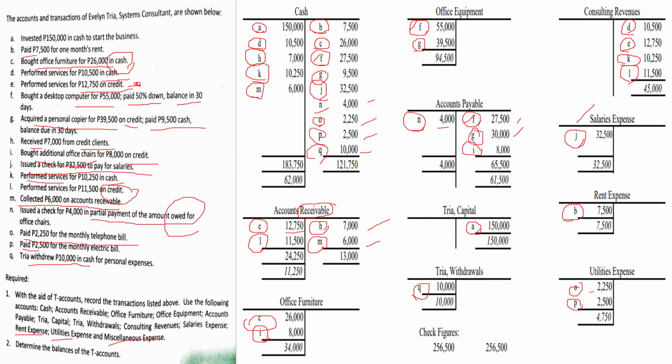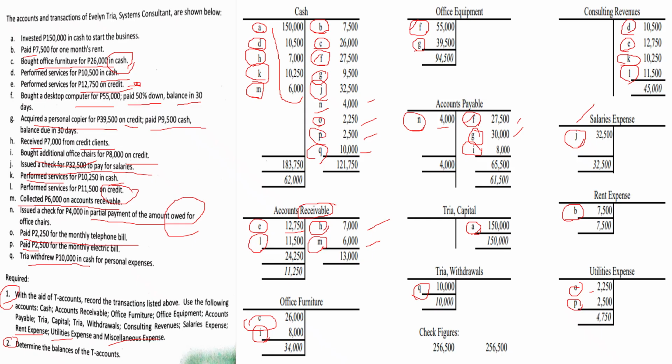Now, all transactions A to Q have been recorded already. So we're actually done with requirement number 1. That's just recording all transactions. Now, requirement number 2 is to determine the balances, meaning we get the ending balance for each account. Now, we start with cash. To get the balance, we add all debits. So we add here from 150 down to 6,000.